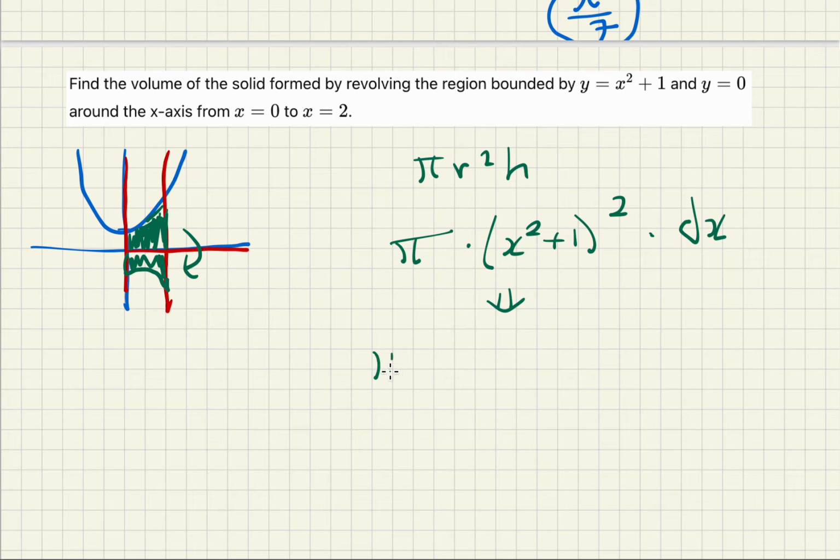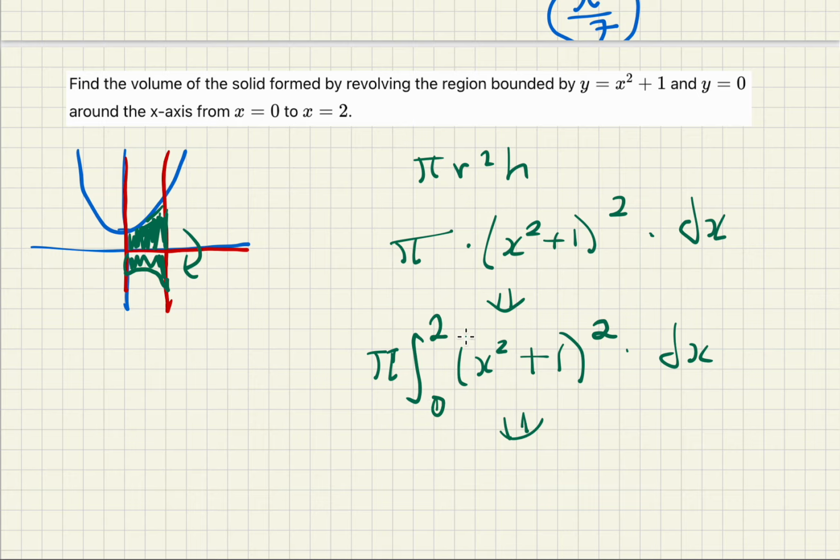And then just integrate, take the pi outside, and I would recommend just leaving this as x squared plus 1, dx. Now all you need to do is integrate. The bounds are from x equals 0 to x equals 2. So power rule on x squared plus 1. Oh, so you can't use the power rule. You will need to do a u substitution in this case.